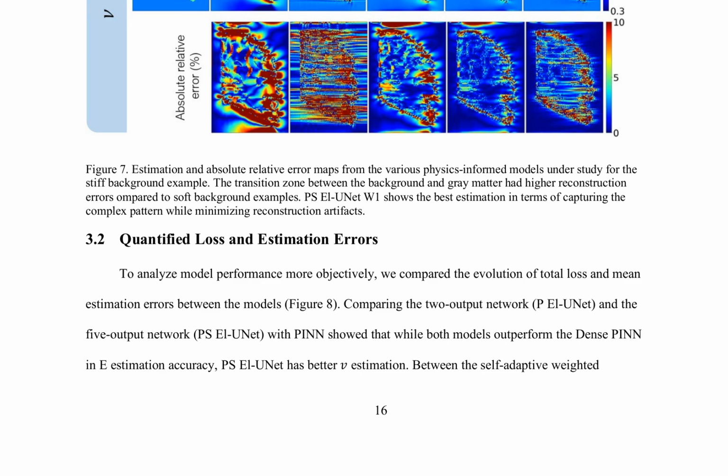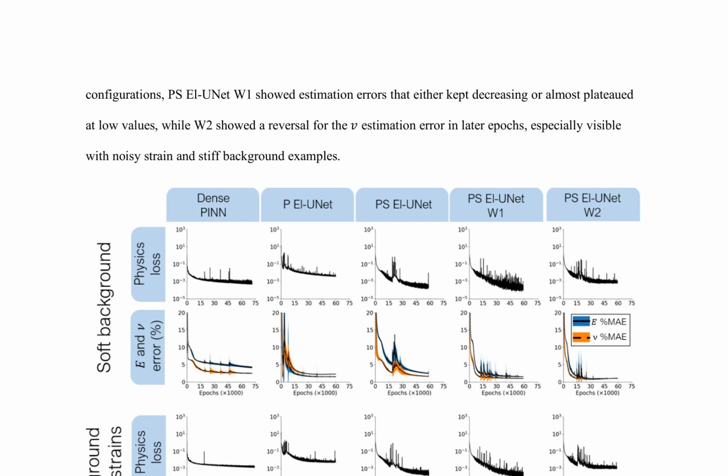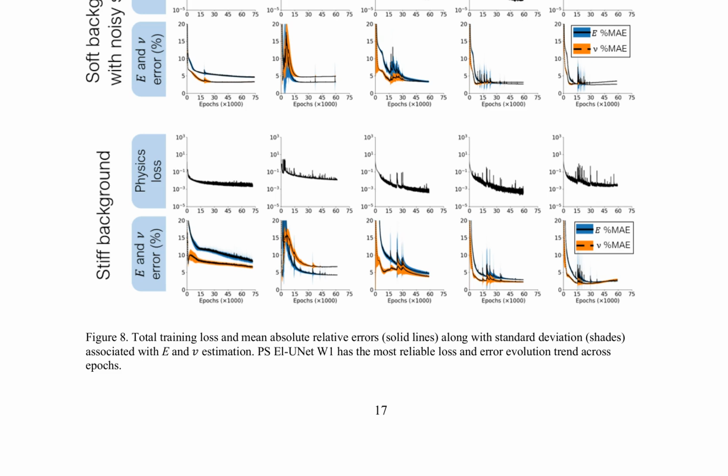complex scenarios. The analysis of the El-UNet configurations reveals distinct estimation error trends for W1 and W2. Notably, W1 exhibits decreasing or plateauing errors across epochs, whereas W2 displays a reversal in the error trend for V estimation, particularly pronounced in noisy strain and stiff background examples. Figure 8 illustrates the total training loss and mean absolute relative errors, showcasing the reliable loss and error evolution trend of El-UNet W1.